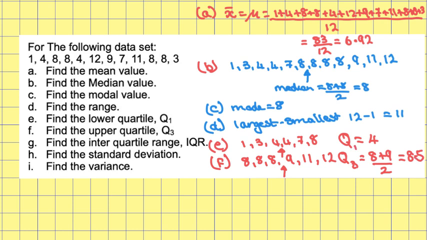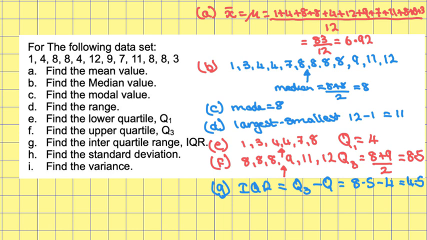G, the interquartile range, IQR. Well, that is equal to Q3 minus Q1. So in this case, it is 8.5 minus 4, which is equal to 4.5.